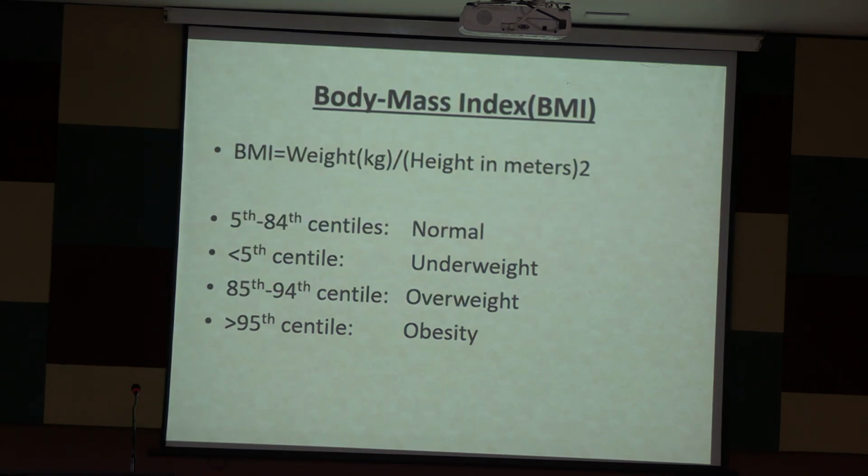Next important parameter is body mass index. You have to remember the formula. Please remember it. What is body mass index? It is weight in kg divided by height in meter square. And this value should be plotted on a standard BMI curve. If the value is less than 5th centile, it is underweight. 85th to 94th percentile means overweight, and more than 95th percentile indicates obesity.